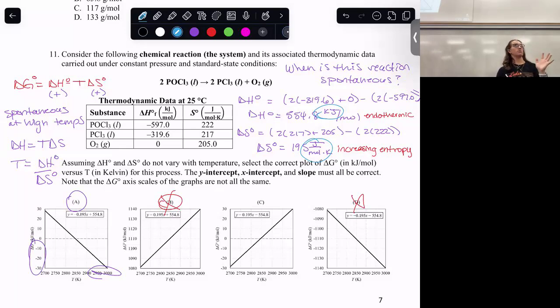Who asked for 11? Does that help? Does that help 11? Any other questions with 11? Yeah. Oh, sorry. There's something I was going to say about this.